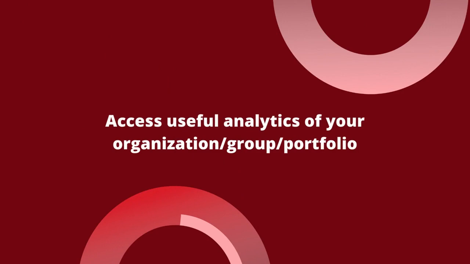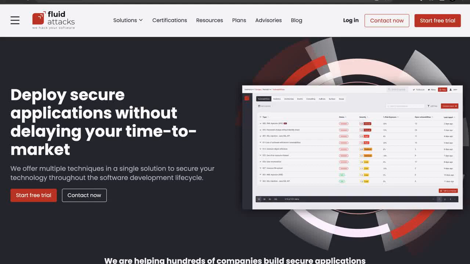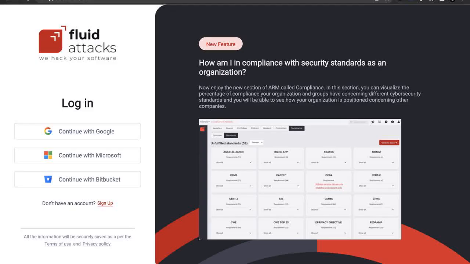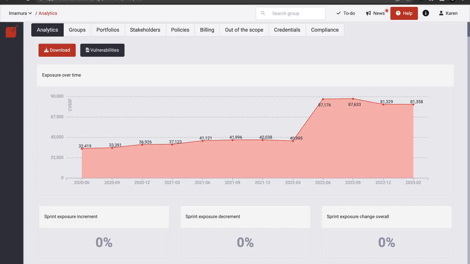Access useful analytics of your organization, group, or portfolio. The Analytics section is one of the main features of Fluid Attack's attack resistance management platform. There, you can see information about the status and characteristics of vulnerabilities we reported in your system, as well as your remediation practices, represented in numbers and charts.